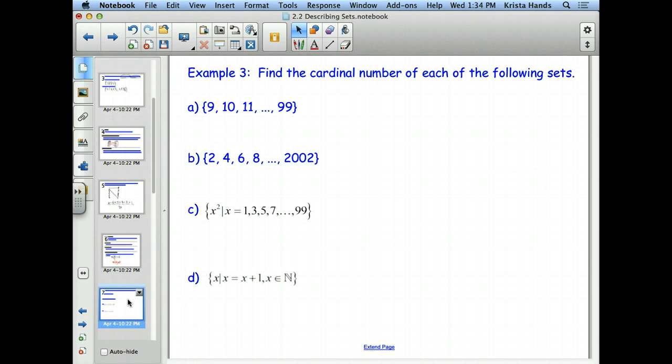All right, so what we're going to do next is find the cardinal number of each set. Okay, cardinal number again means what? Oh, we just did it, guys. What's cardinal number mean?